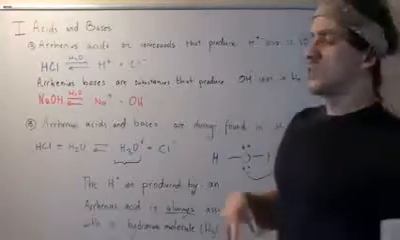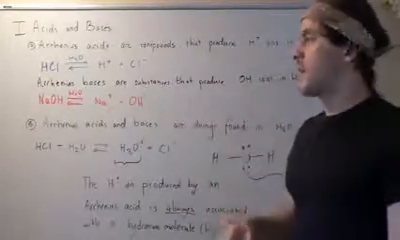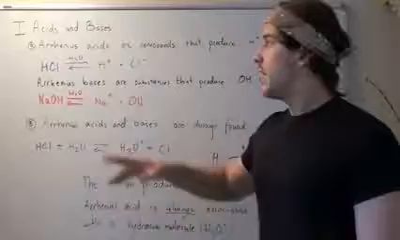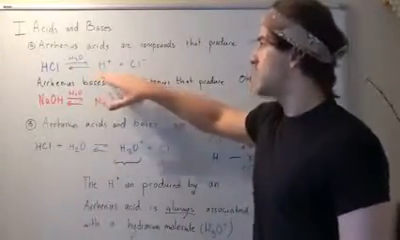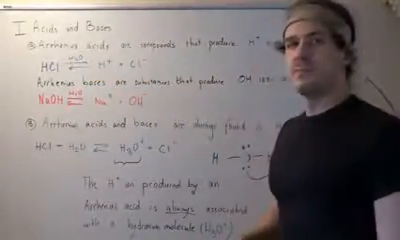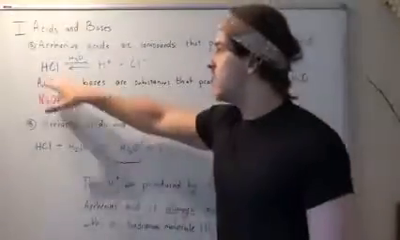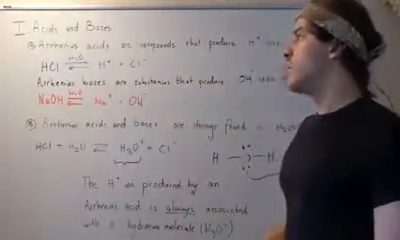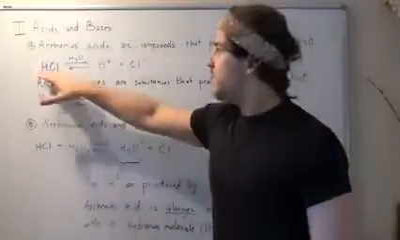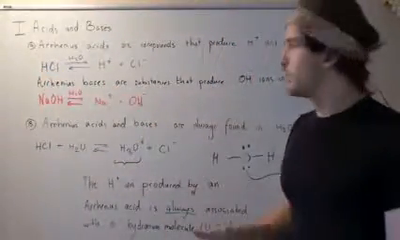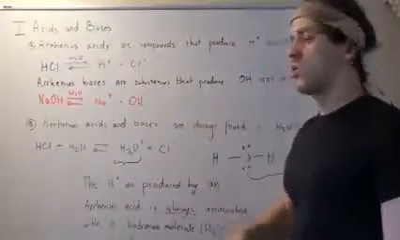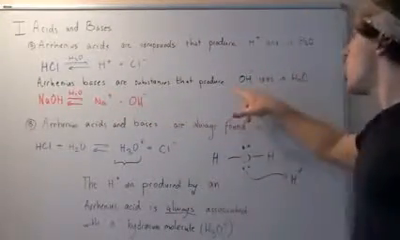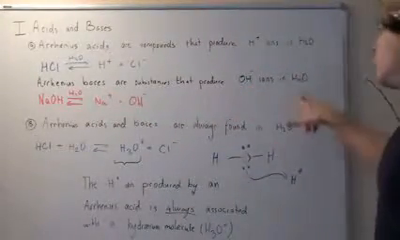Now, Arrhenius acids are those compounds that produce hydride ions in water, or increase the concentration of H+ ions found in water. So, for example, let's look at HCl. HCl dissociates in water into an H+ ion and a chloride ion. And that means because HCl increases the concentration of H+ ions found in water, by definition, HCl must be an Arrhenius acid.